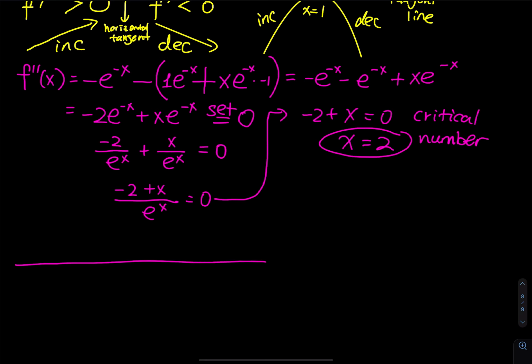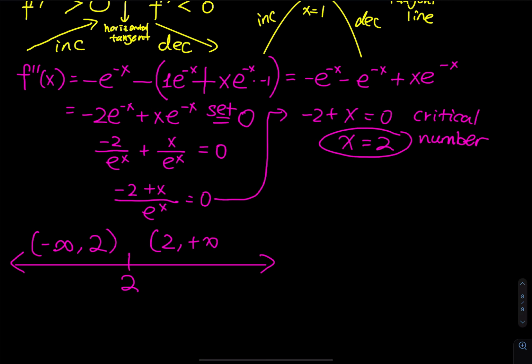I mean a number line. So let's draw a number line. So this time we have a 2. We have from negative infinity to 2, and then from 2 to positive infinity. These are called test intervals. And then we pick the test value.